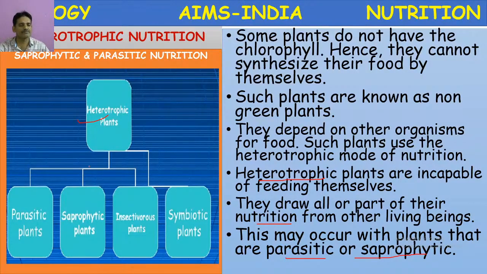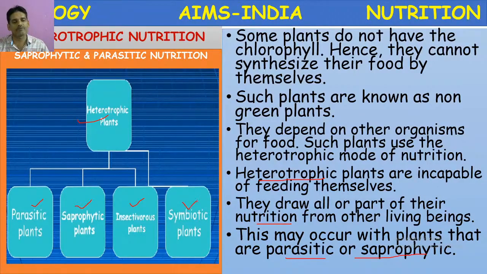Heterotrophic nutrition in plants is broadly divided into 4 main types. Parasitic nutrition, the plants are called parasitic plants, where we will understand the host and parasite relationship. Saprophytes are the plants which depend on dead and decomposing organic matter, example fungi. Insectivorous plants are heterotrophic plants that grow in nitrogen deficient soils. For nitrogen fulfillment, they feed on insects.